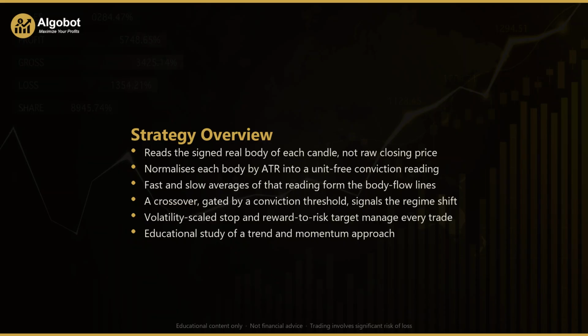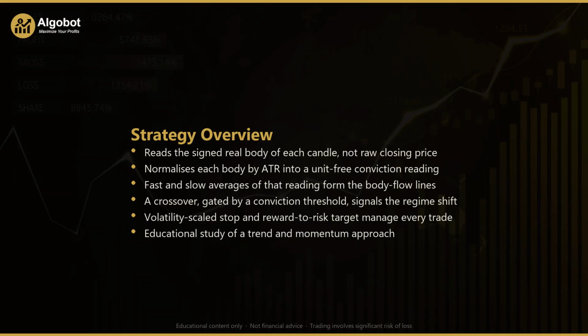Here's how it builds that. For every freshly closed bar, it takes the signed real body, close minus open, and divides it by the current average true range, the ATR. That gives a stationary, unit-free number the code calls conviction per bar. A reading near +1 means a full-range bullish body, near -1 means a full-range bearish body, and a reading close to 0 means an indecision bar where the market committed to nothing. The EA keeps a rolling series of these readings and takes two moving averages of it, a fast body flow line and a slow body flow line. The difference between them describes the net directional conviction of the recent regime.